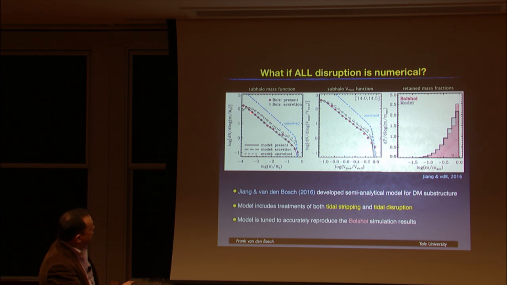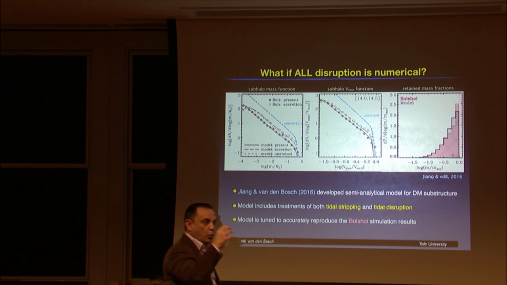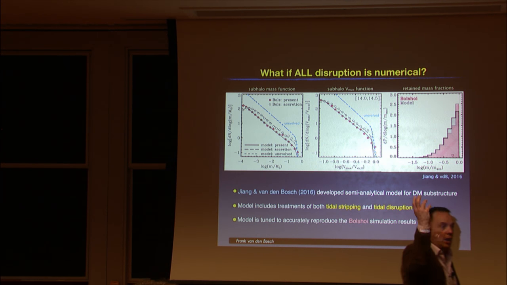So here it is. This is the mass function of Bolshoi halos in red, and our model is the gray curve. For comparison, this is the unevolved subhalo mass function. That's the mass function of all things you accreted over your entire life.